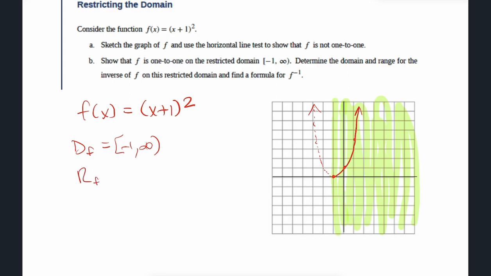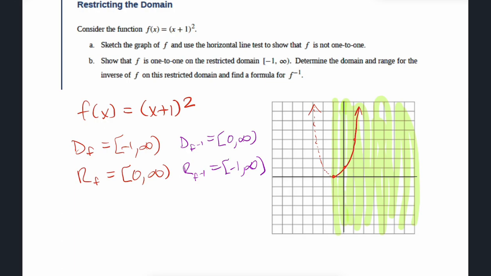The range of f is 0 to infinity. So if we were to find an inverse, the domain of that inverse is the range, 0 to infinity. The range of that inverse is the domain, -1 to infinity, without even drawing the picture, okay?